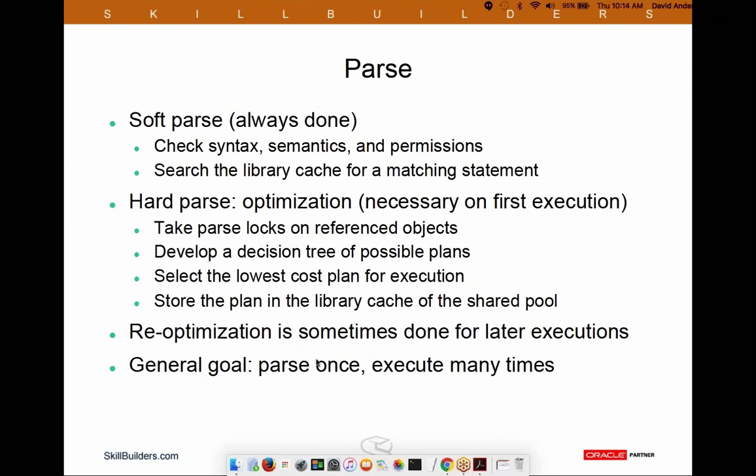Our general goal is to parse once and execute many times because of the cost of the hard parse, the optimization step, right? So let's parse it once, store it in the library cache, and execute it many times. Parse once, execute many times.